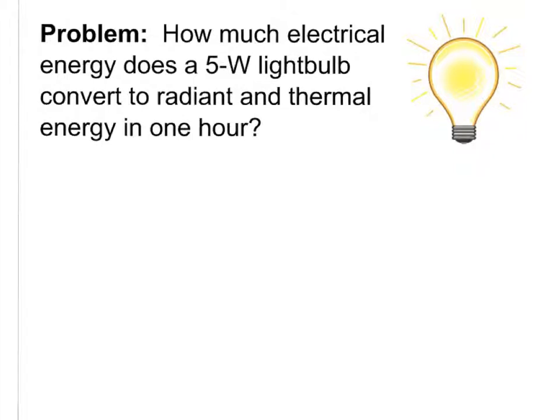So let's try a problem using the idea of power. How much electrical energy does a 5-watt light bulb convert to radiant and thermal energy in 1 hour? Well, let's start by writing down the things that we know. We know one thing. We know that we have a 5-watt light bulb. Remember what watts measures? Watts measures power.